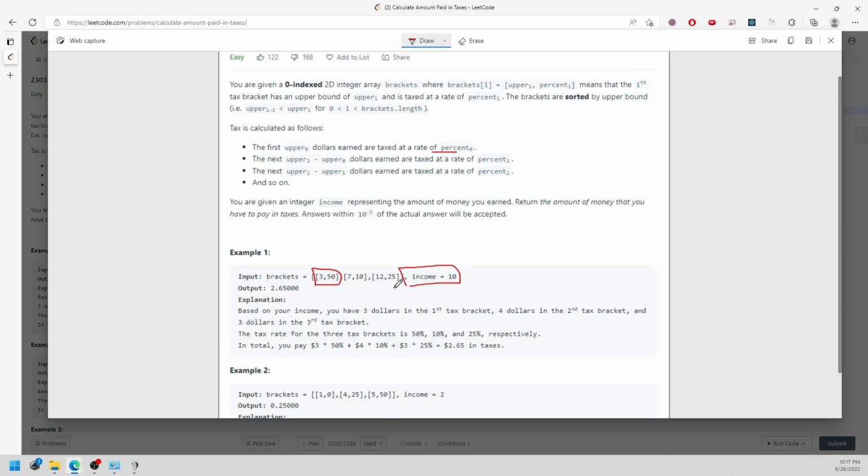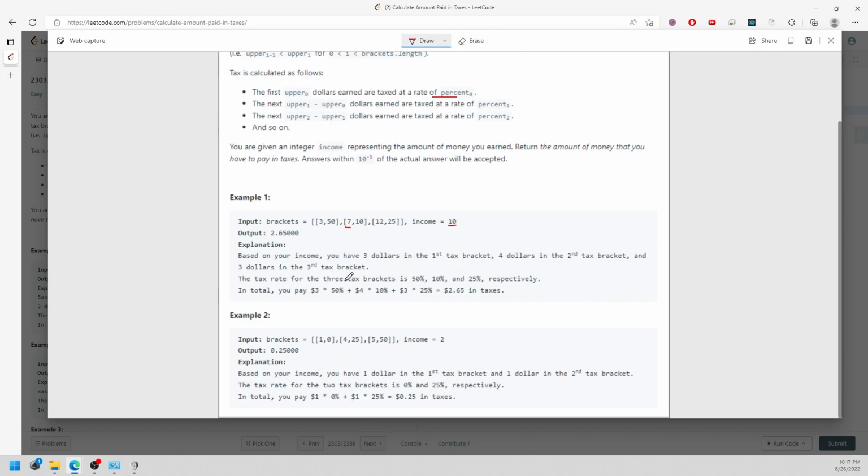And then basically you have a total income of 10. So you don't actually need to care about the value when it is greater than 10. You just find the difference between the last value and the 10. Let me give you a quick example.